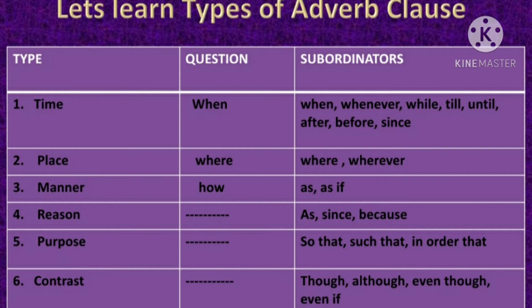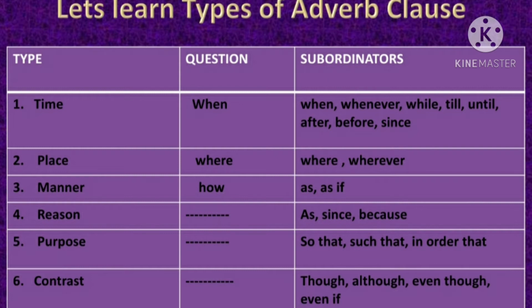Same way, to identify adverb clause of purpose, the subordinators like so that, such that, in order that, these are the subordinators amongst which one will be used in the subordinate adverb clause of purpose. Whenever you see such a subordinator in the beginning of the subordinate clause like so that, such that, in order that, surely the subordinate clause is adverb clause of purpose.